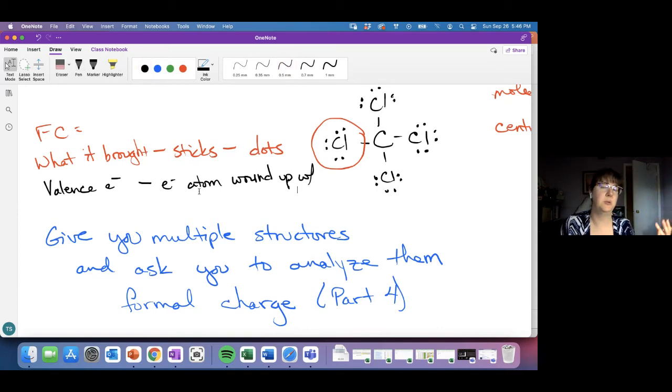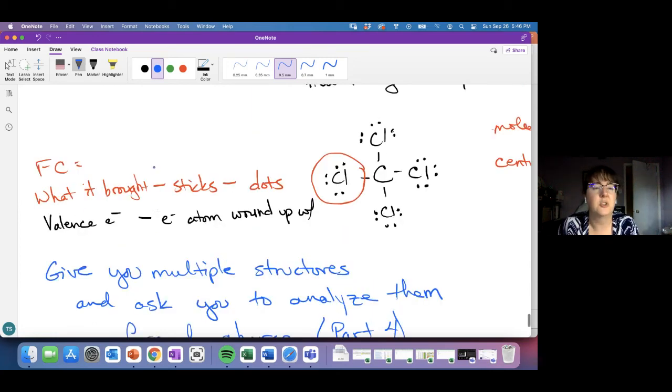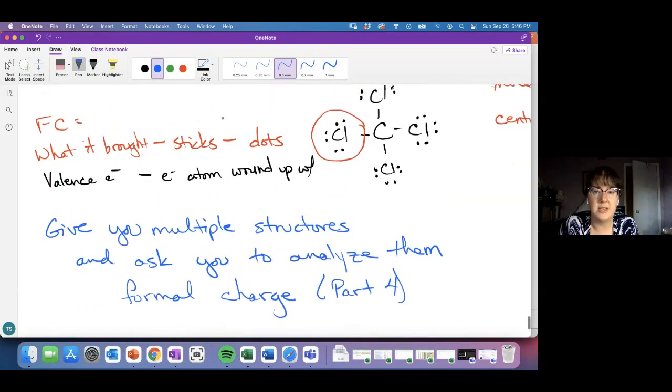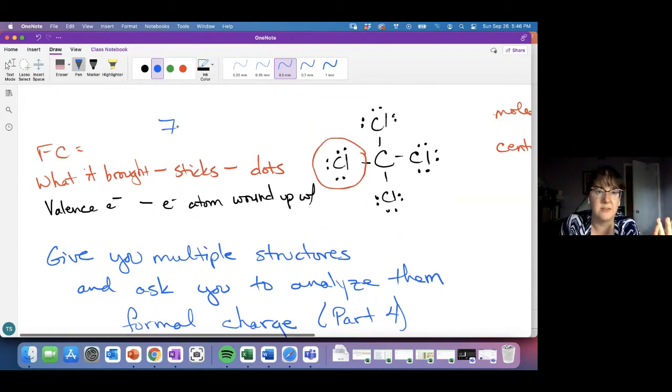So all of the things with Lewis structures are all about atoms sharing electrons. Formal charge basically asks, if it wasn't sharing, how happy is this atom really? So for this chlorine, valence electrons, I'd look at my periodic table, find chlorine, find it's in 7A, and I would say, okay, so this chlorine atom has 7 valence electrons, and then from my sticks, it has 1 stick.